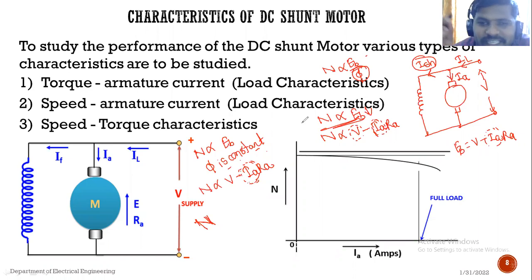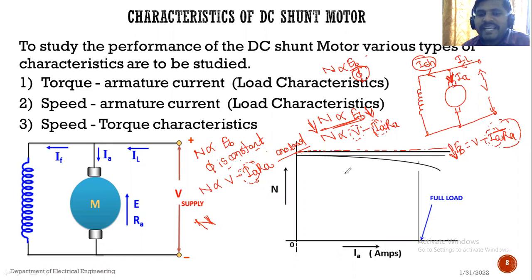So N is directly proportional to EB. That means if armature current increases, the drop across the armature resistance will increase. If the drop increases, hence the back EMF will decrease. If the back EMF decreases, so the speed of the DC shunt motor will decrease slightly. Okay, so the graph will be like this. Initially at no load condition, the speed of the DC shunt motor is constant.